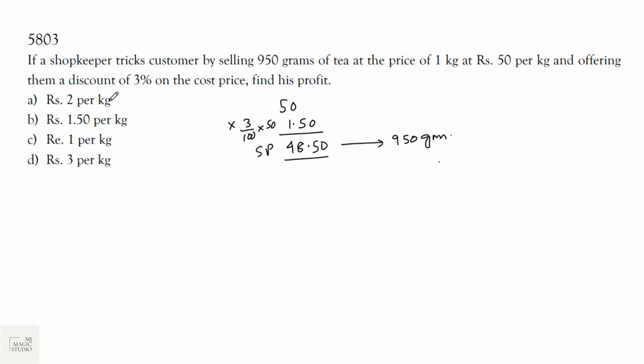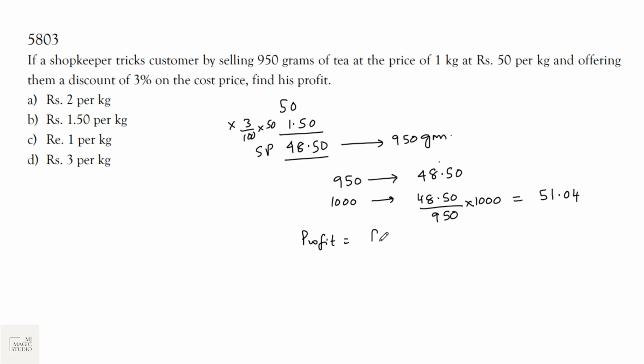And here our answers are in per kg. So on 950 grams, selling price is 48.50. For 1000 grams, selling price is 48.50 by 950 into 1000, sorry. If you solve this, you'll get 51.04. That means actually he's making a profit of nearly rupee 1 per kg. Option C is the pick.